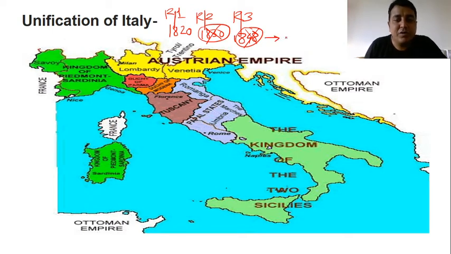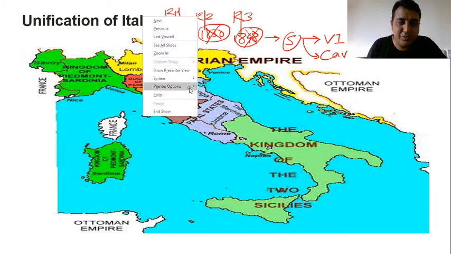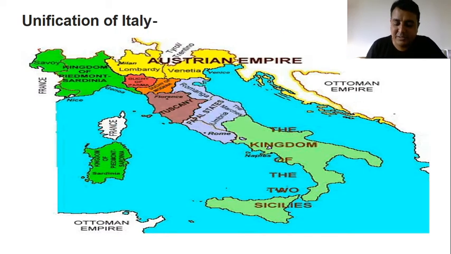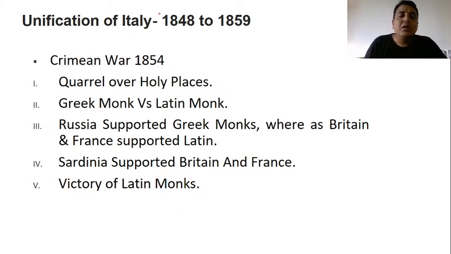suppression of this revolt. And we mentioned in the last lecture the change in the guard. Sardinia gets a new king known as Victor Emmanuel and a new chief minister known as Cavour. Yes. So these things we mentioned in the last lecture. So today we are going to discuss the next part of it: Italian unification from 1848 to 1859.